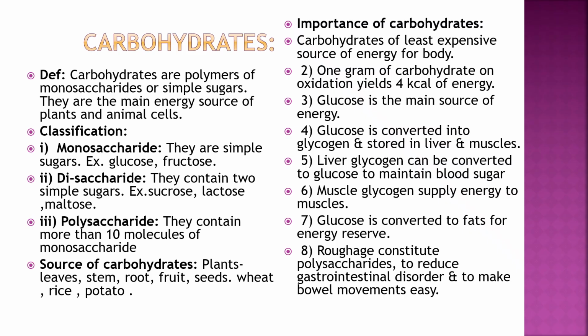Glucose is converted into glycogen and stored in the liver and muscles. Liver glycogen can be converted to glucose to maintain blood sugar level. Muscle glycogen supplies energy to muscles. Glucose is converted to fats for energy reserve. Roughage constitutes polysaccharides, which reduce gastrointestinal disorders and make bowel movements easy.